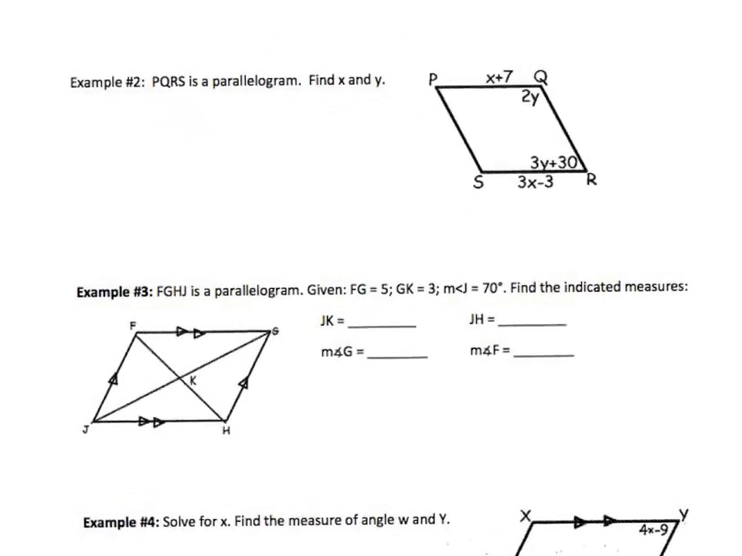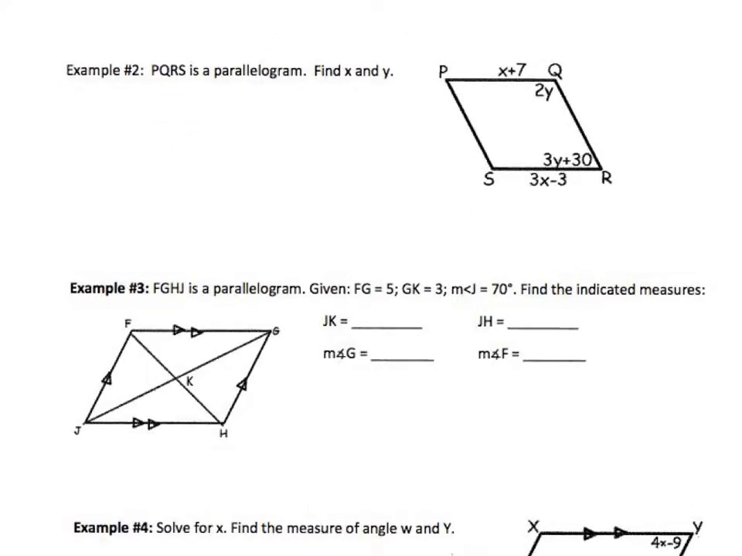Okay. Second example, we know PQRS is a parallelogram, so we want to find x and y. So let's start with solving for x. We know that PQ is x plus 7 and SR is 3x minus 3. And those are opposite sides, and opposite sides are congruent, which means x plus 7 equals 3x minus 3.